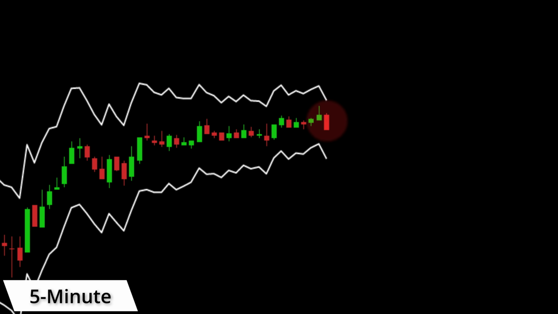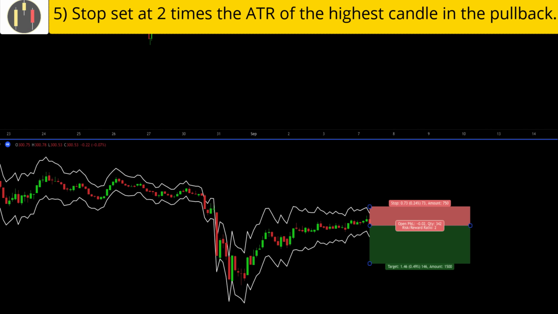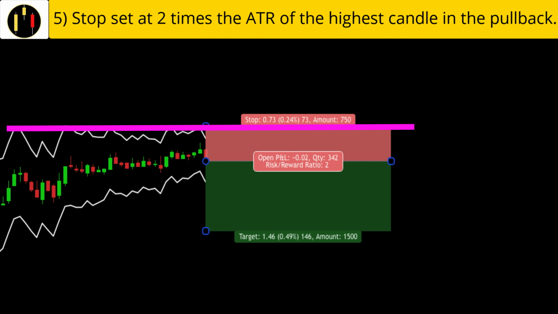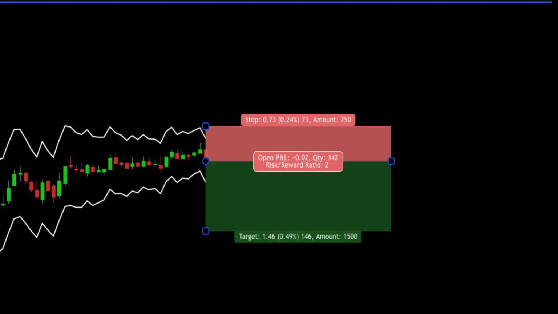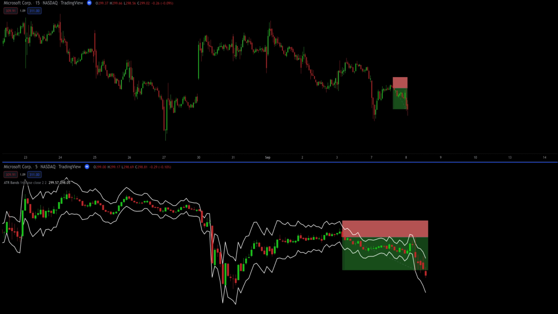All of that happens on this candle here. That is our trigger candle. The stop is placed at 2 times the ATR of the highest candle in the pullback, and the target is set for 2 times risk. And this short hits the profit target.